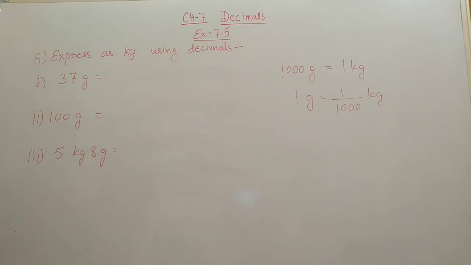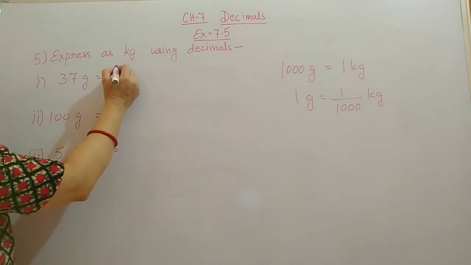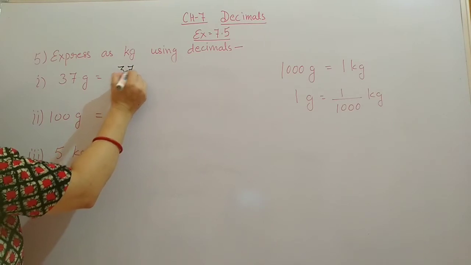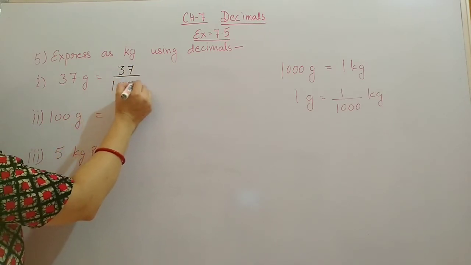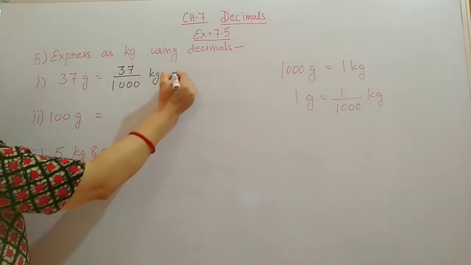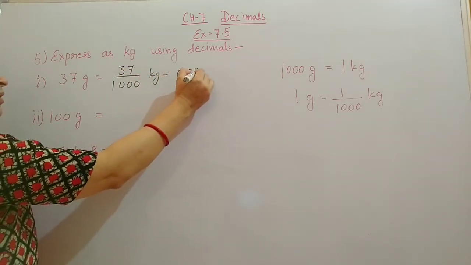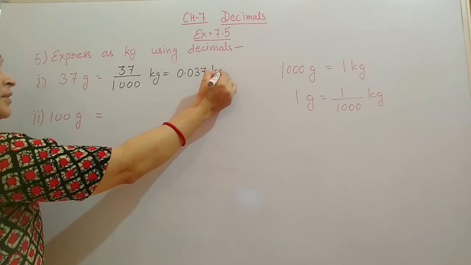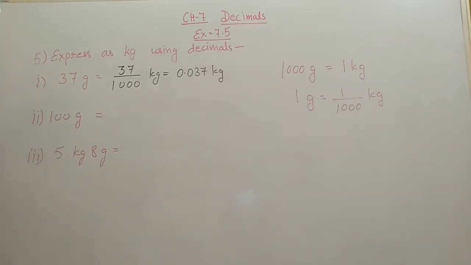So the first part is given: 37 gram. To change into kilogram we will divide it by 1000. 37 by 1000 kg. Dividing by 1000 means 3 decimal places will come. So 0.037 kg.